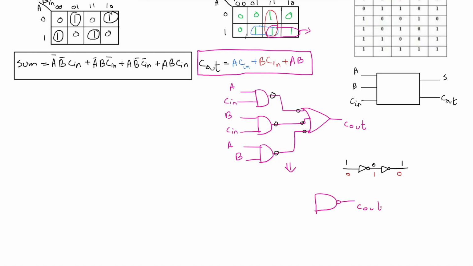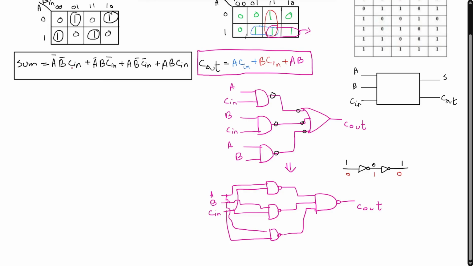This is C out. And then here we have 3 NAND gates. And then we have the inputs A, B, and Cn. For the top NAND gate, we need A and Cn. For the second one, we need B and Cn. And then for the last one, we need A and Cn. So we can take them from here. So this is A, and this is Cn.